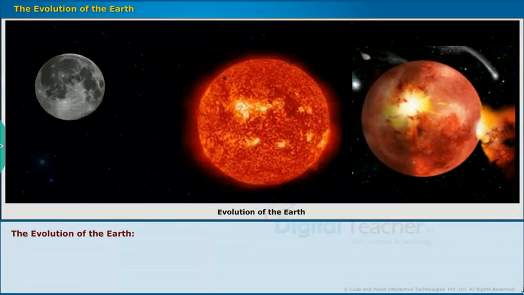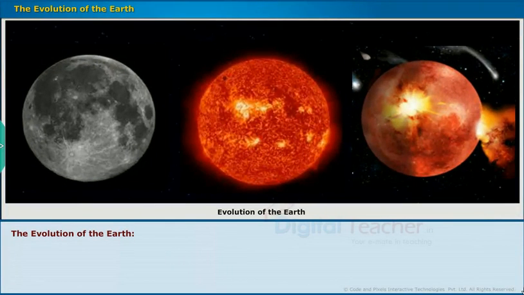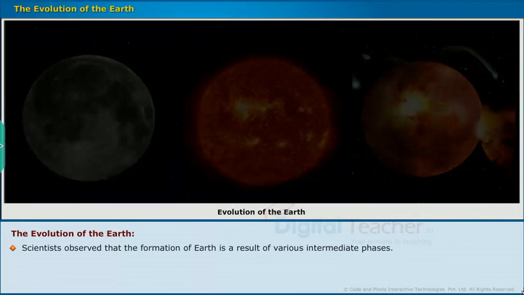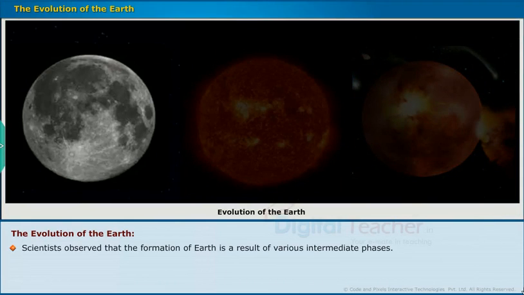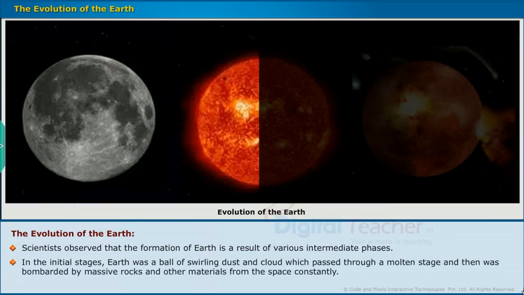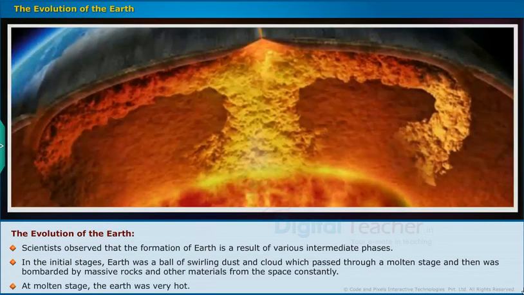Now, let us learn about the evolution of our planet Earth. Scientists observed that the formation of Earth is a result of various intermediate phases. In the initial stages, Earth was a ball of swirling dust and cloud which passed through a molten stage and then was bombarded by massive rocks and other materials from space constantly. At the molten stage, the Earth was very hot.